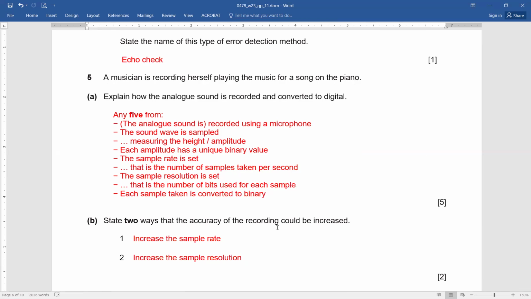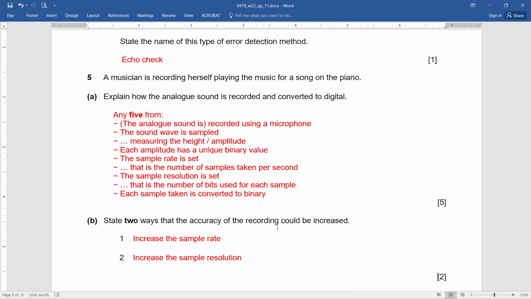The sound wave is sampled, measuring the height or the amplitude. Each amplitude has a unique binary value. The sample rate is set, that is the number of sound samples taken per second. The sample resolution is set, that is the number of bits used for each sample. Each sample taken is converted into the binary value.